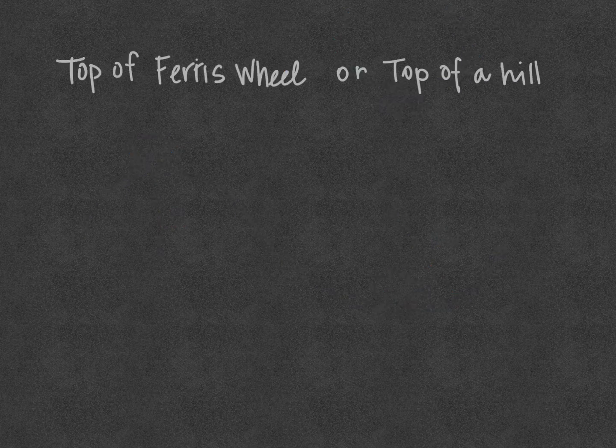So let's take a look at the top of the Ferris wheel or the top of a hill. They're very similar situations where the object is moving across the top part of the arc for the Ferris wheel or the top of a hill for the car, and the object is up here at the top, and there is a radius or radial component there to look at for this shape. So there's our object up here.